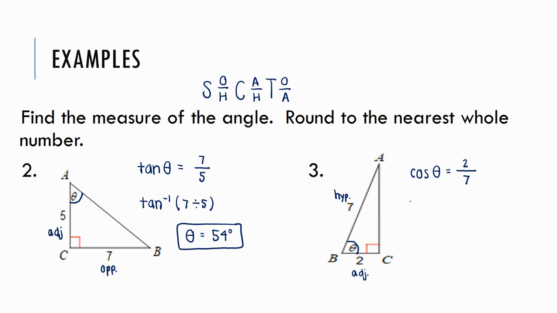To find the measure of that angle, we want to do that inverse cosine, and then 2 divided by 7. So once again, second cosine, 2 divided by 7. We want to round to the nearest whole number. In the calculator, you should be getting 73.3984 and so on. That 0.3 tells us that we want theta to stay 73 degrees. And there is my answer.